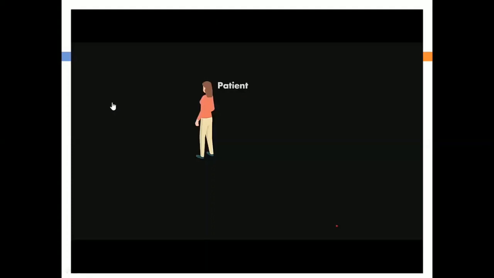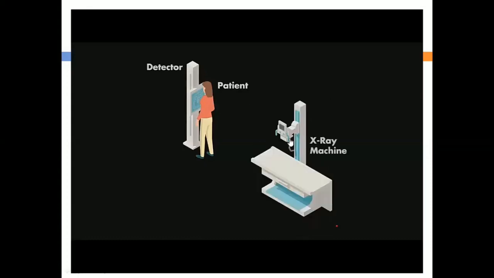So consider this one where a person is standing in front of a detector in a posterior anterior view. When you say posterior anterior view, it means the X-rays are falling from the back side to the front side. You will have an X-ray machine. From the X-ray machine, the photons or the rays will pass through the person.